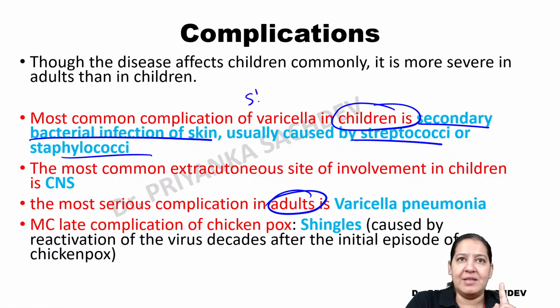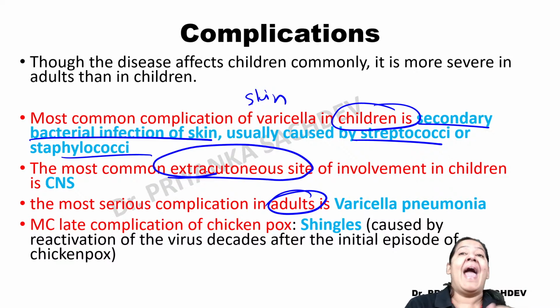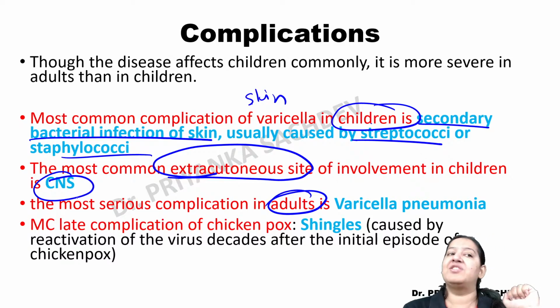That is the complication in the skin. So in children the most common complication occurs in the skin, that is secondary bacterial infection of the skin. Can you tell me the most common extra-skin complication, extracutaneous complication, in children? So involvement of the brain. In children, the brain gets involved. In the brain, encephalitis can occur, meningitis can occur.